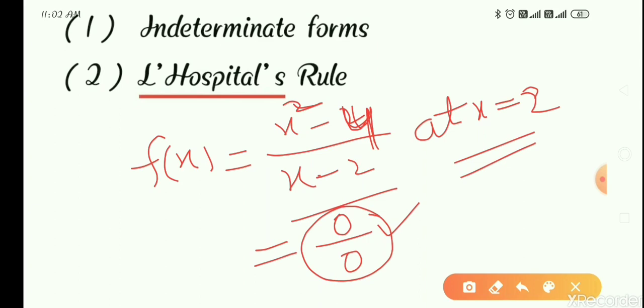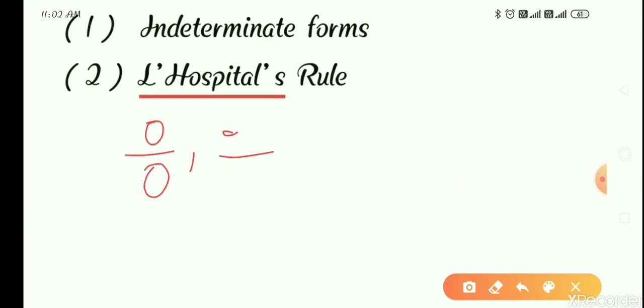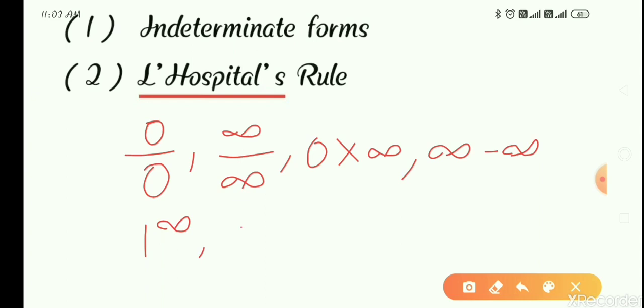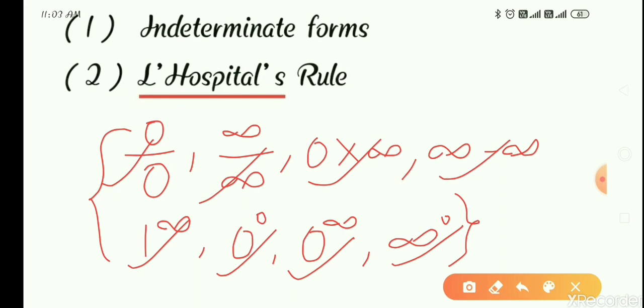So overall, if on direct putting the value of x you get 0 upon 0 form, or infinity upon infinity form, or 0 into infinity form, or infinity minus infinity form, or 1 to the power infinity form, or 0 to the power 0 form, or 0 to the power infinity form, or infinity to the power 0 form, then these are indeterminate forms. These all are indeterminate forms.